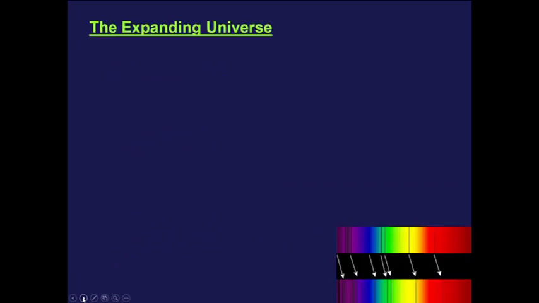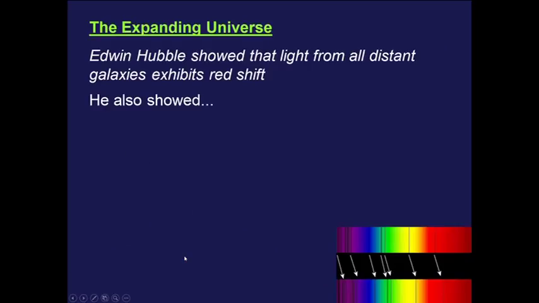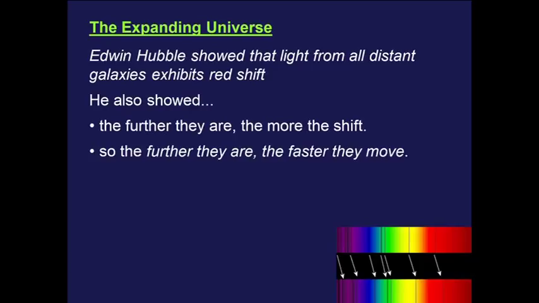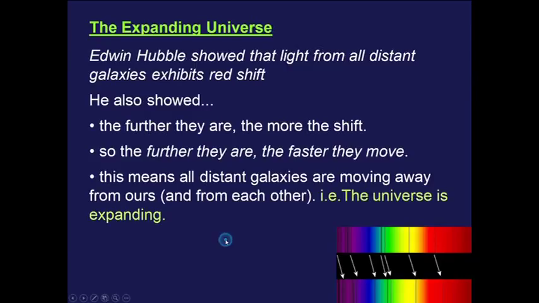Okay, so that's Hubble's law. Basically, what this tells us is the universe is expanding. It means that it's also moving out in all directions. He showed that the further away galaxies are, the more redshift they have, and so the further apart they are, the faster they're moving.